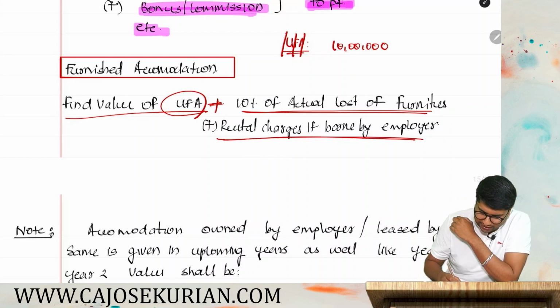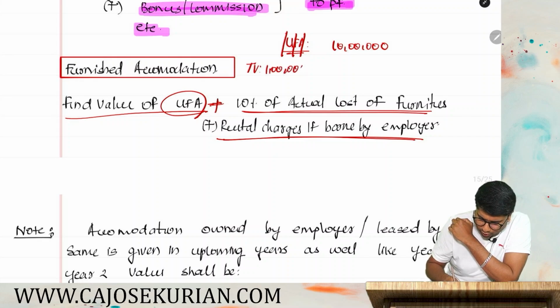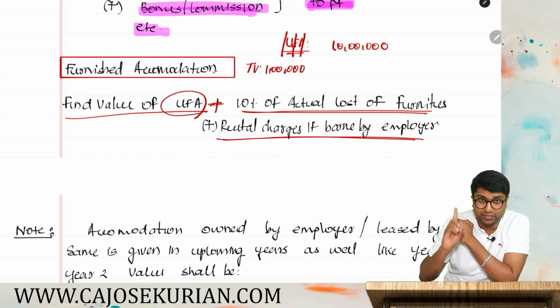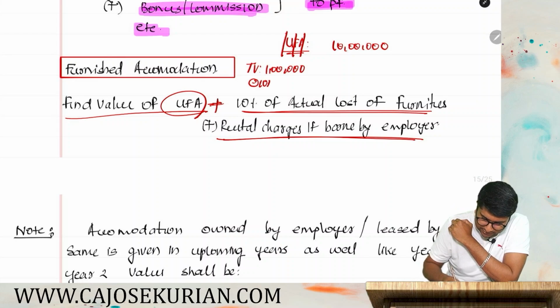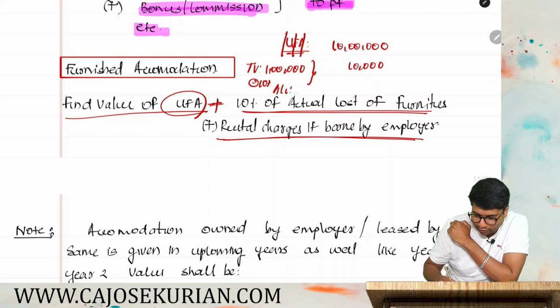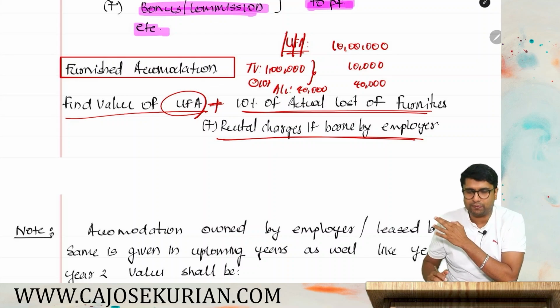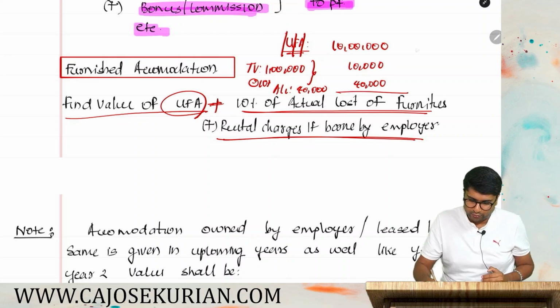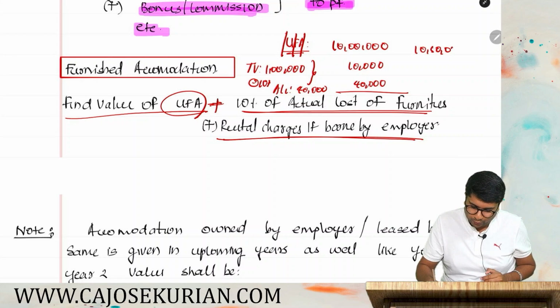Say for example, in this respective house, there is a TV worth rupees 1 lakh, costing rupees 1 lakh for the employer, and you have used it for 1 year. Then you add 10% for every year. 1 lakh into 10% will be 10,000. And there is one AC which is taken on rent by the employer, and 40,000 is the annual rent. Then you add that 40,000 annual rent as well. So 10 lakh plus 10,000 plus 40,000, your total perquisite shall be 10 lakh 50,000. This is how you have to value.